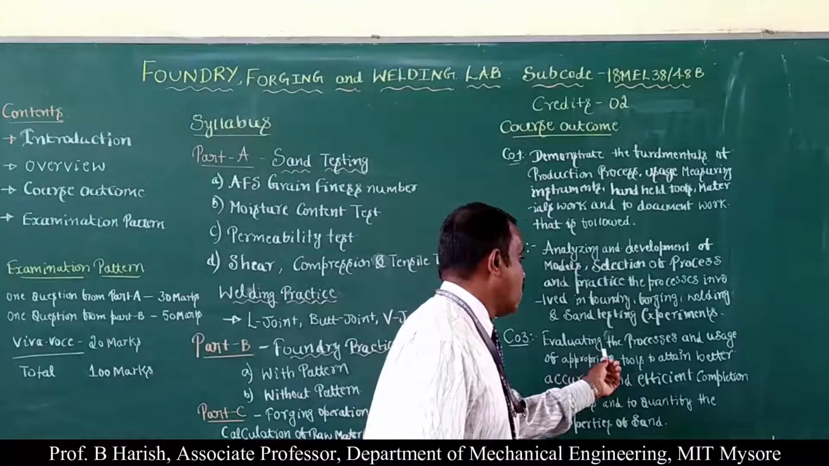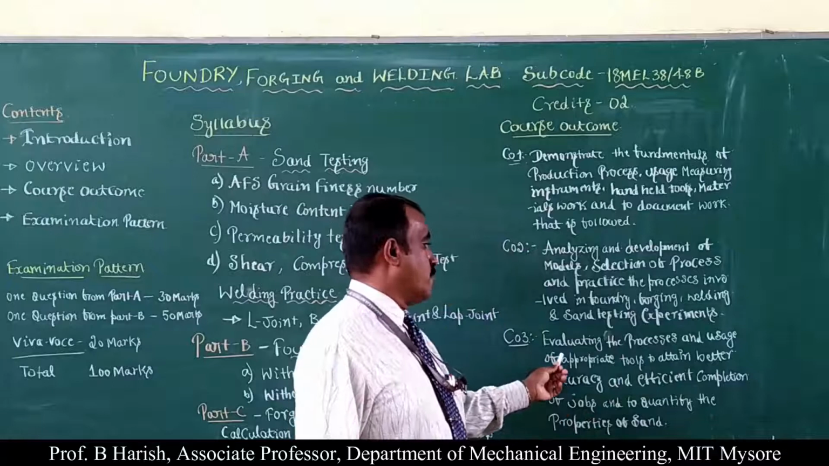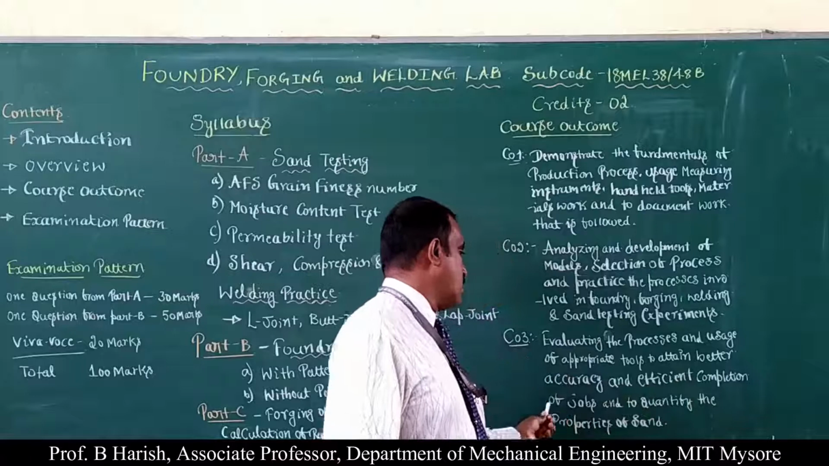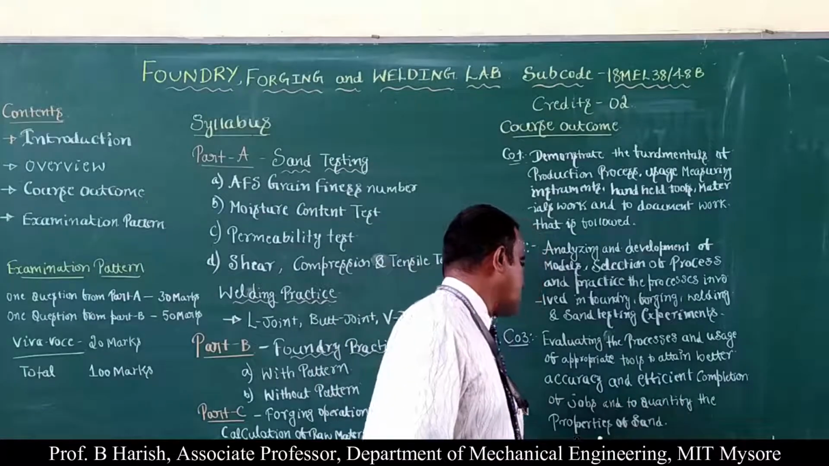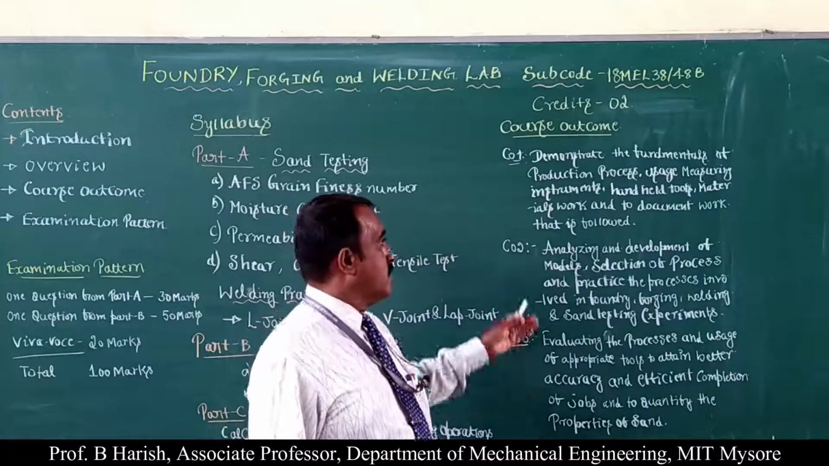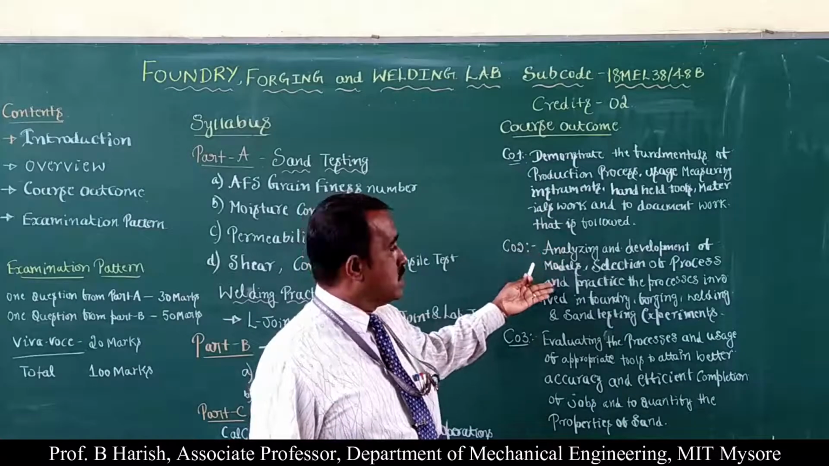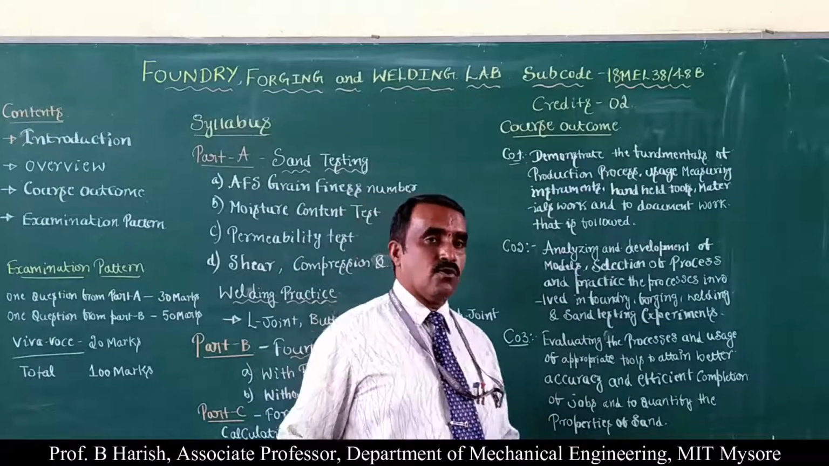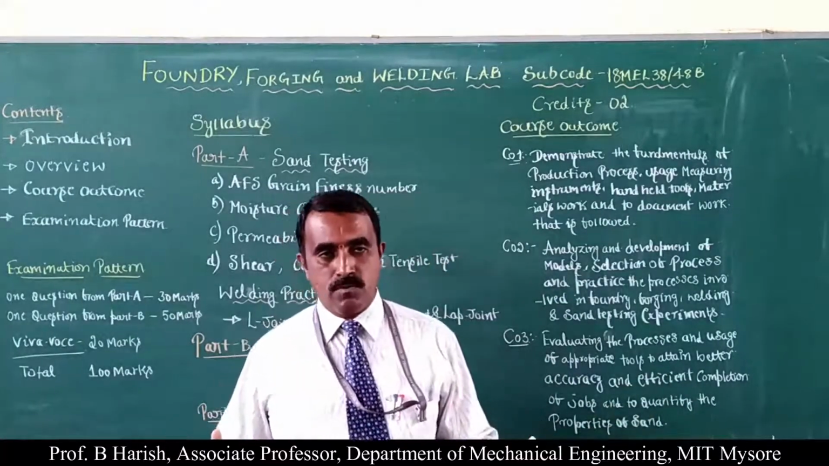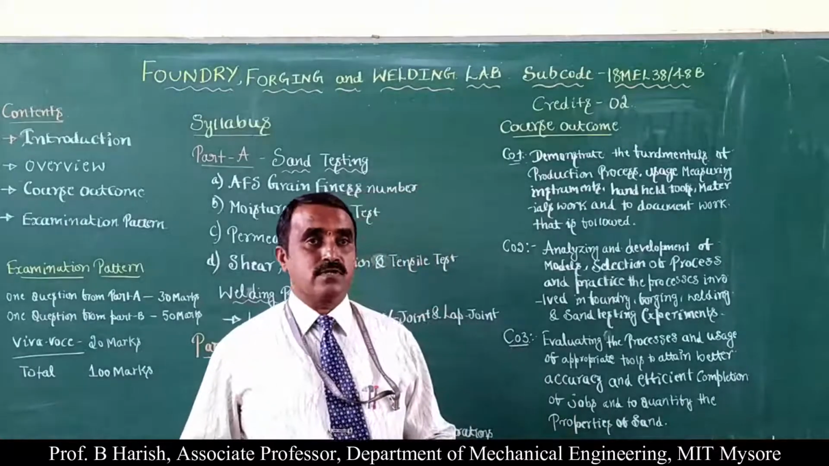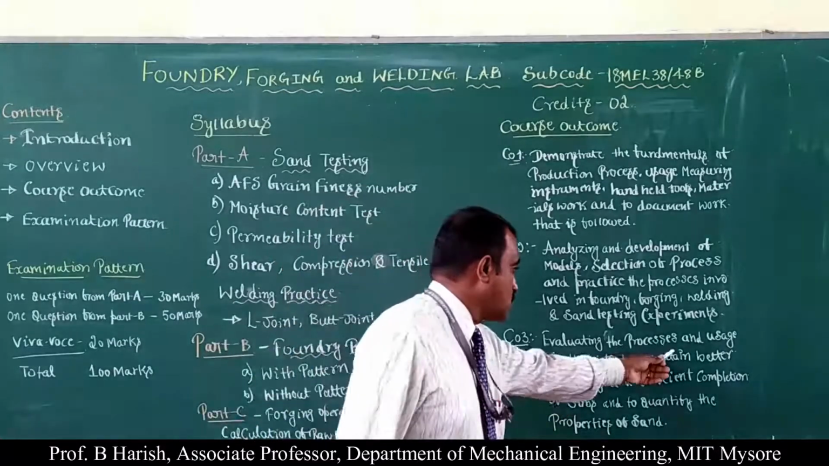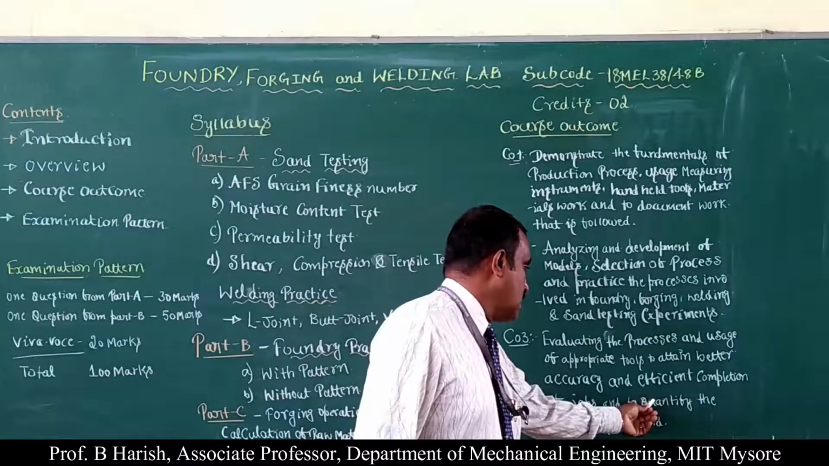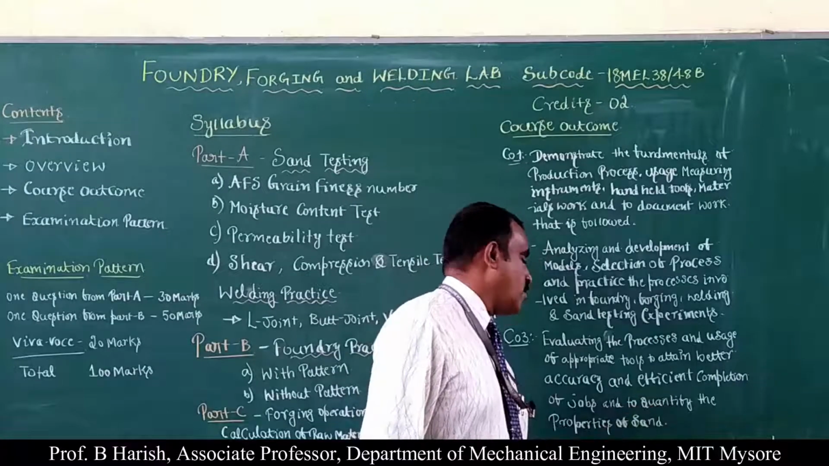Analyzing. The third part is evaluating the process and usage of appropriate tools to attain better accuracy and efficient completion of jobs and quantify the properties of the sand. So once you know the basic things, second is selection of the process, third is evaluating the process and usage. Among different processes, which one should be used and carry out the process, that is process usage of appropriate tools, using the different tools, and then quantify the properties of sand.